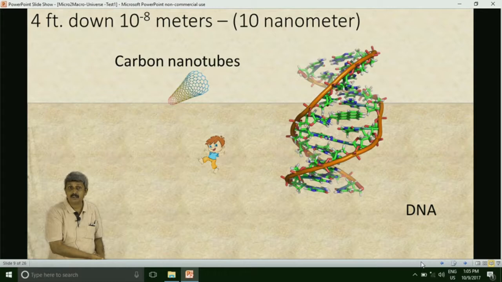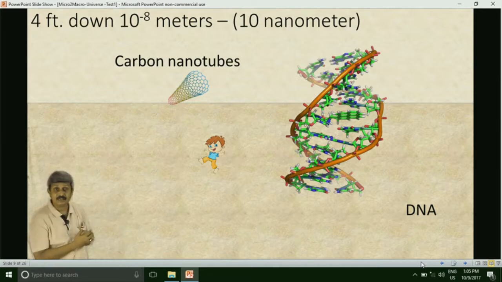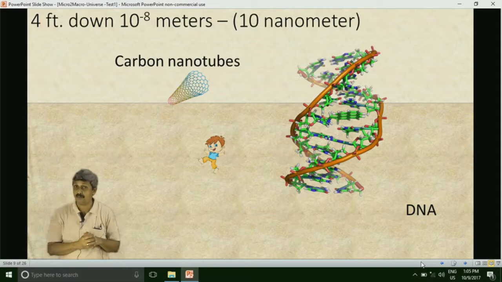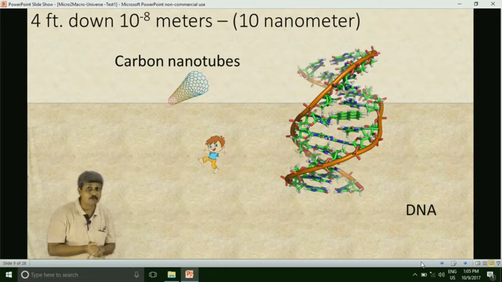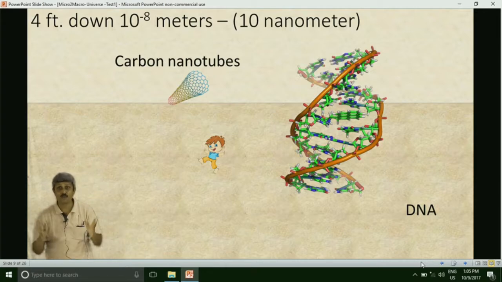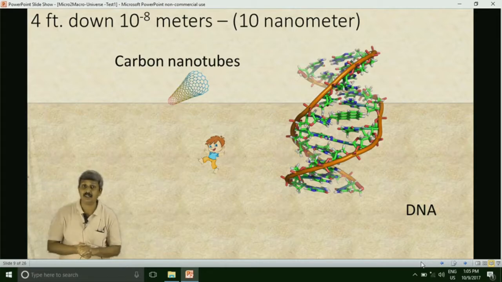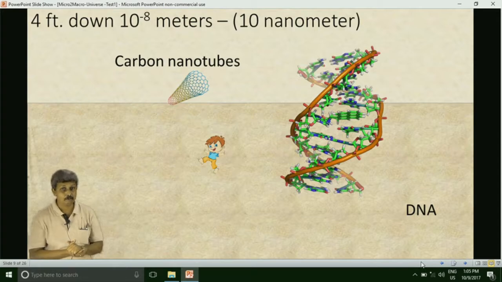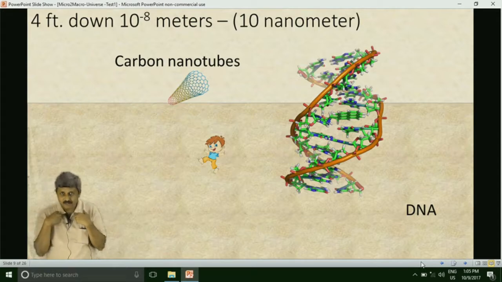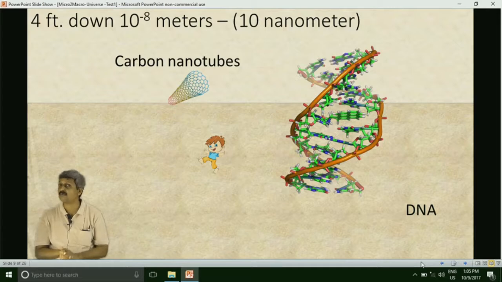And I am also showing you here something called carbon nanotubes. Carbon is available in many allotropic forms. You must have learned about that. Carbon is like charcoal, coal, diamond, and graphite. These are all naturally available carbon forms. But human beings have created some new carbon forms. They are called carbon nanotubes.